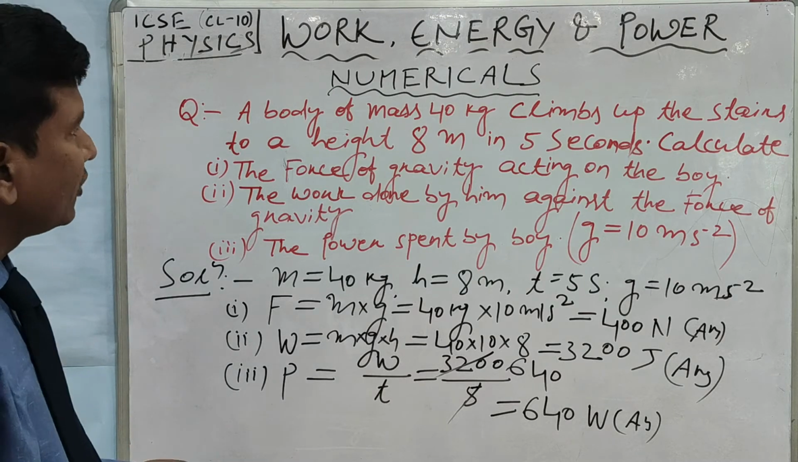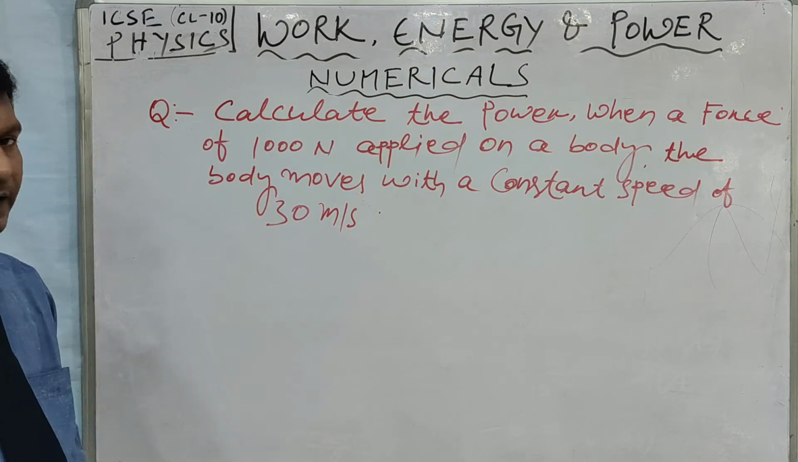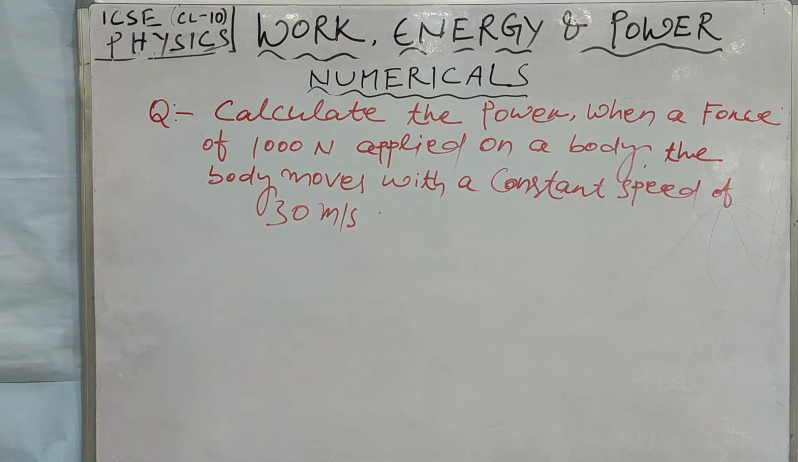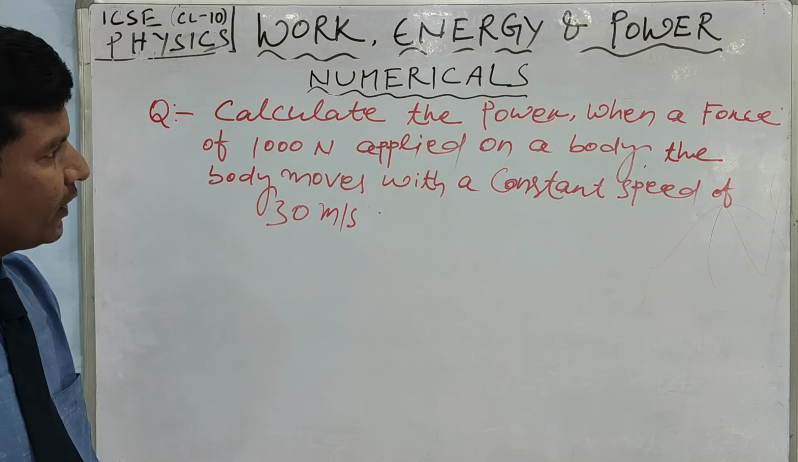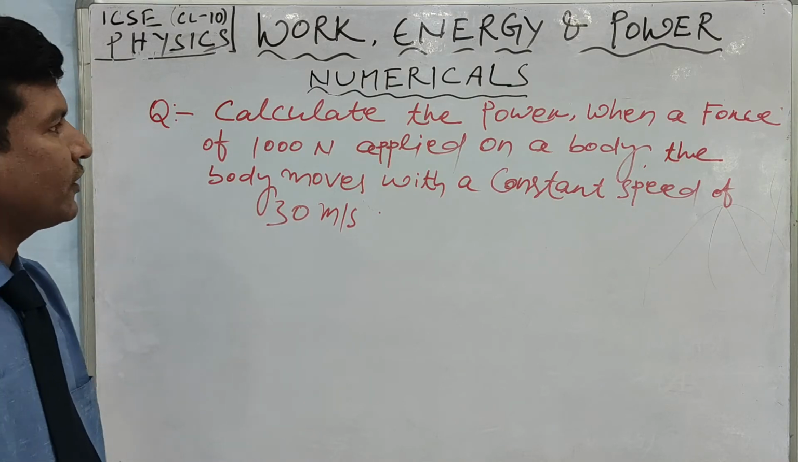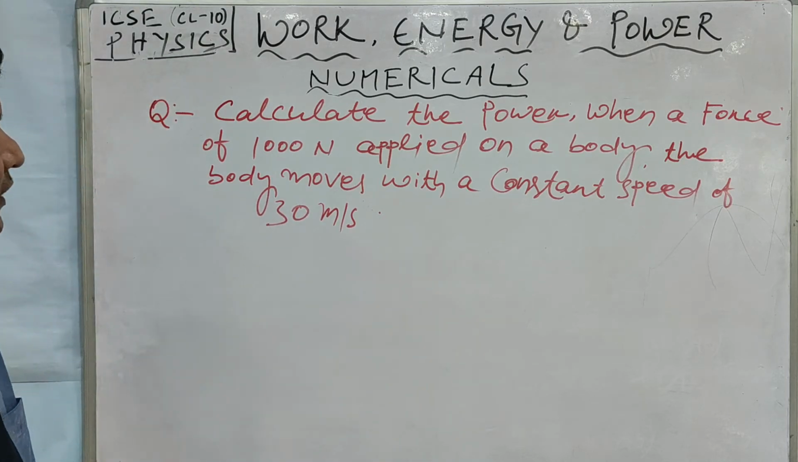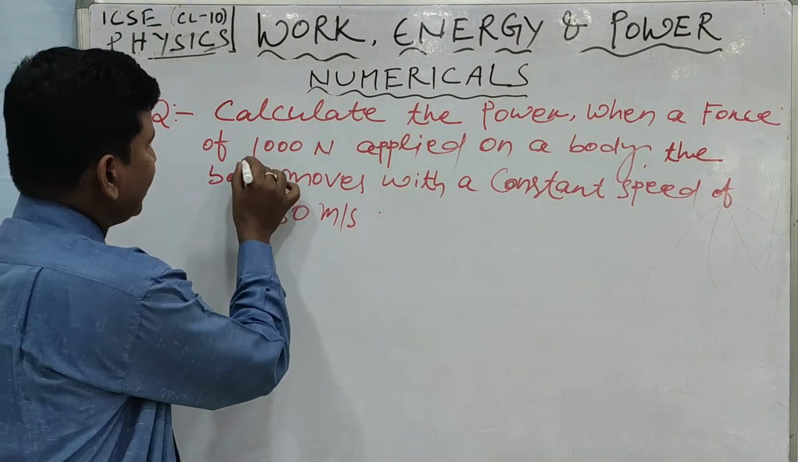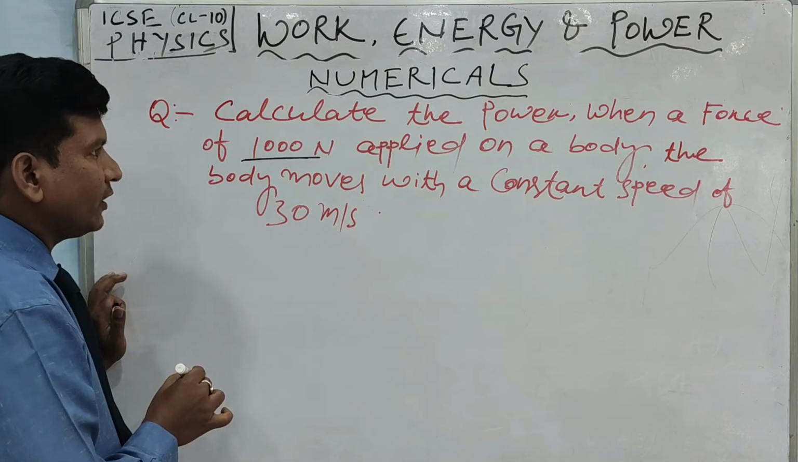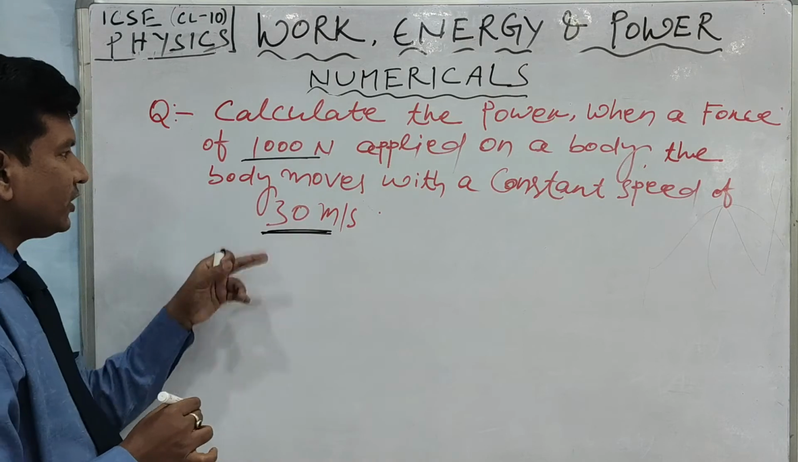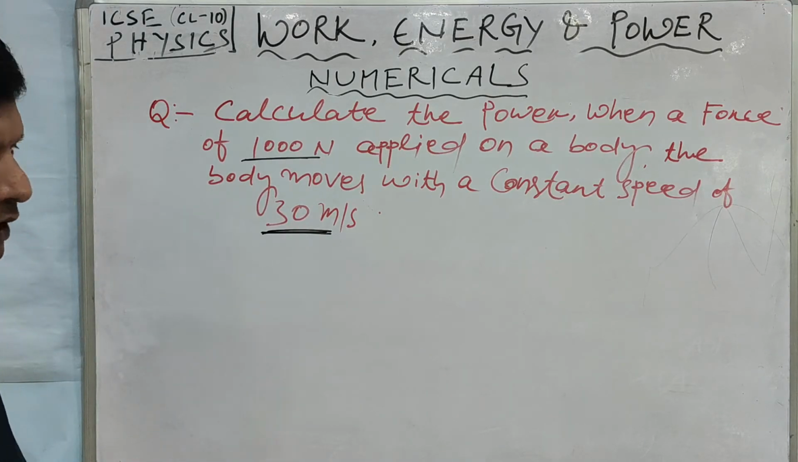Let's see another numerical. In this numerical it is given: calculate the power when a force of 1000 Newton is applied on a body, and the body moves with a constant speed of 30 meter per second. So now we have to find the value of power of the force. Here what is given? The amount of force is given, 1000 Newton, and the speed is given, 30 meter per second. So from these two we have to find the value of the power.